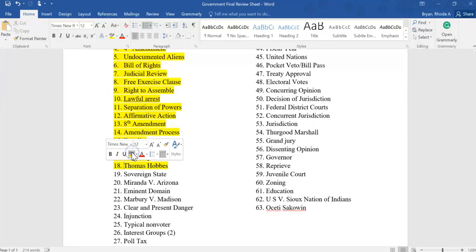All right, Thomas Hobbes. We talked about Hobbes and we talked about Locke, and I just put a Hobbes question on this quiz or test, final, whatever. Hobbes said that people overall were nasty, brutish, and selfish. That's why they needed a government, because they couldn't govern themselves, because they would only work in their own best interest.